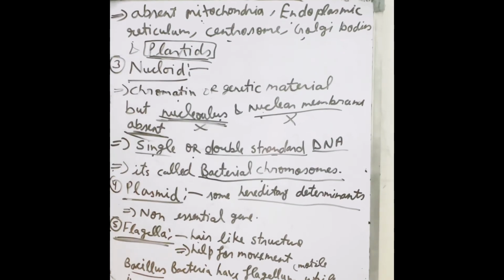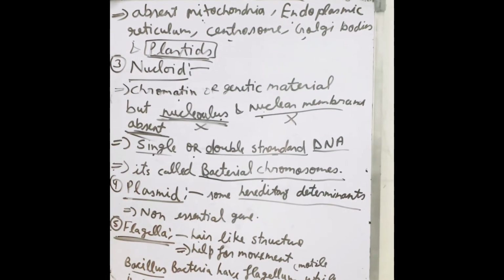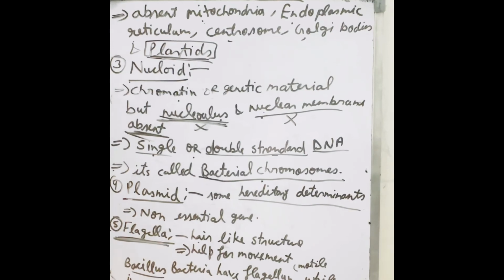And the next point is pili and fimbriae. Some gram-negative bacteria have tiny erect structures present on the cell wall. Pili and fimbriae do not help in locomotion. They are basically tiny, erect hair-like structures, but they don't help in locomotion.